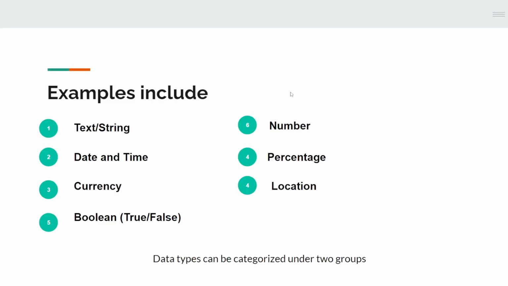So what are examples of data types? We have text or string, we have date and time, we have currency, we have boolean, that's the true or false values, we have number, percentage, and location. Let's head in and see the categories of data types that we have and how we can group them.